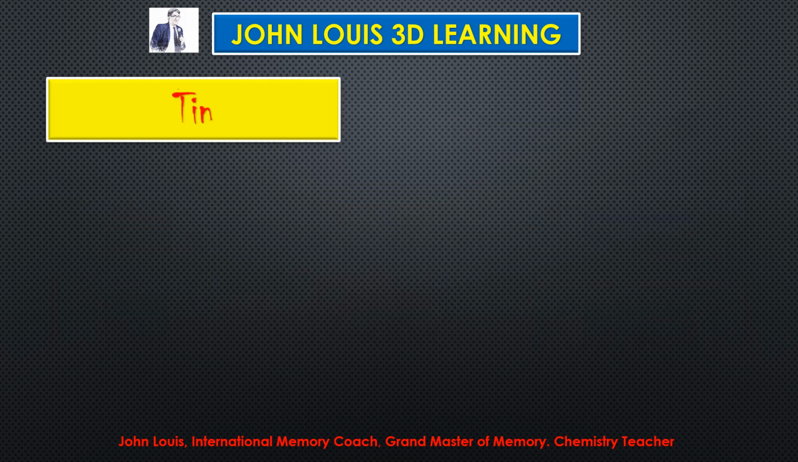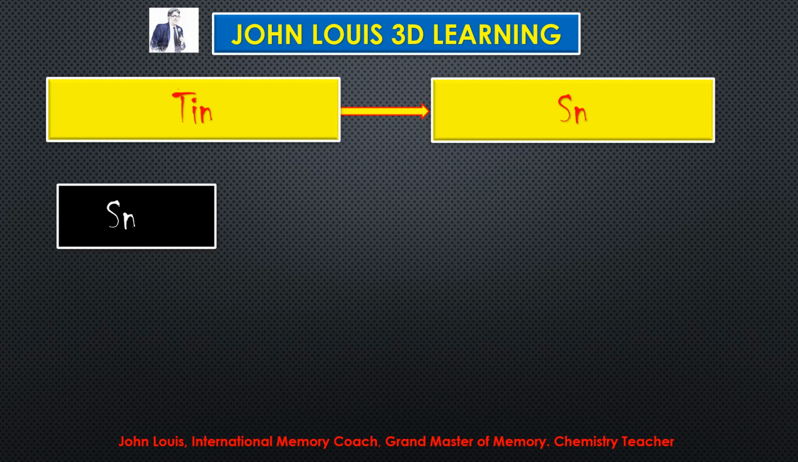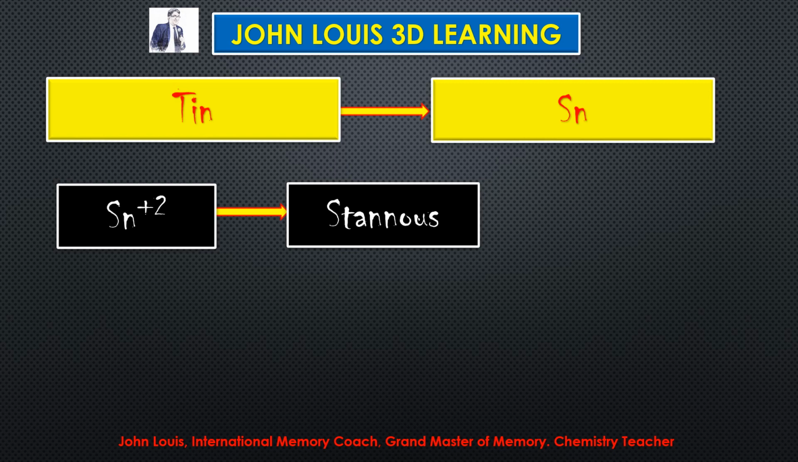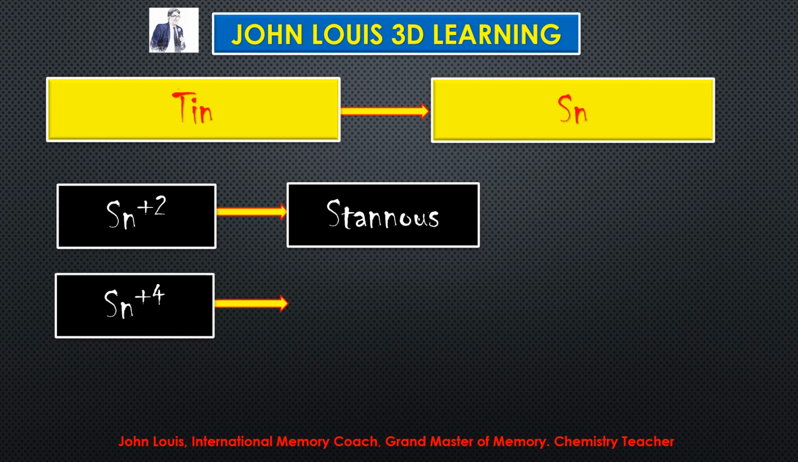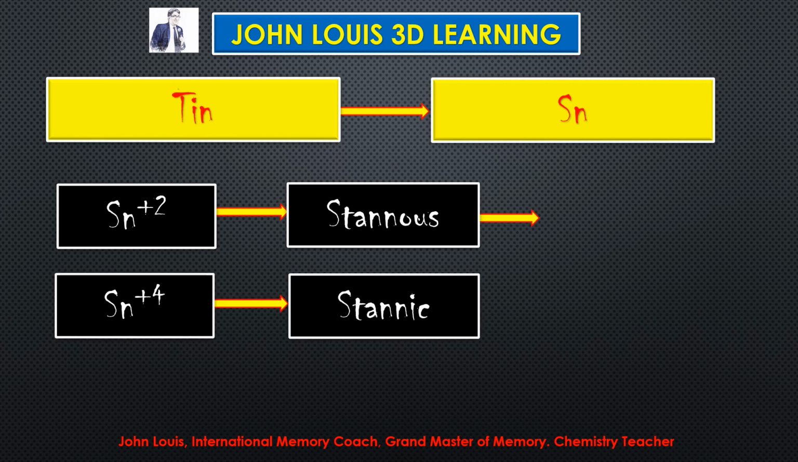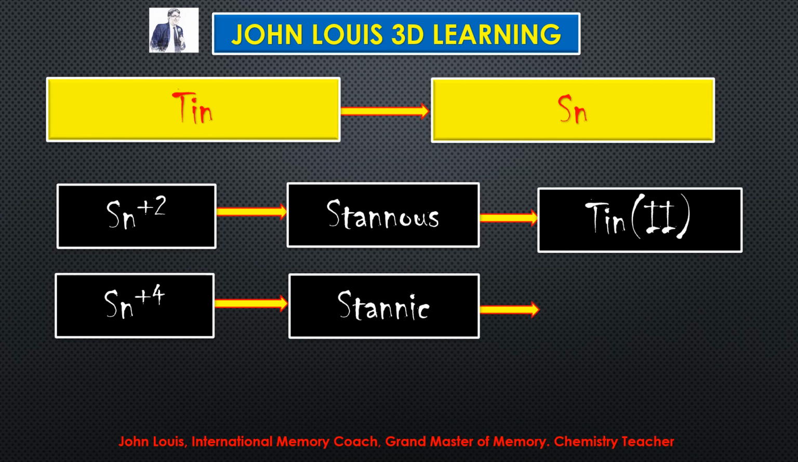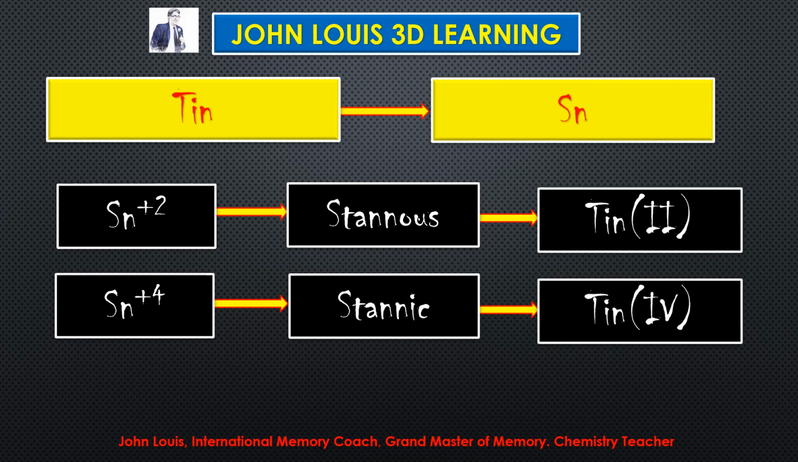The next ion is tin. So what is the symbol? You should remember, no? We have studied it in some of the videos earlier. It is derived from the Latin name stannum, Sn. So when the valency or the charge is plus 2, it is known as stannous. When the charge is plus 4, it is known as stannic. So stannous can be mentioned in the modern method as tin 2 and stannic as tin 4.